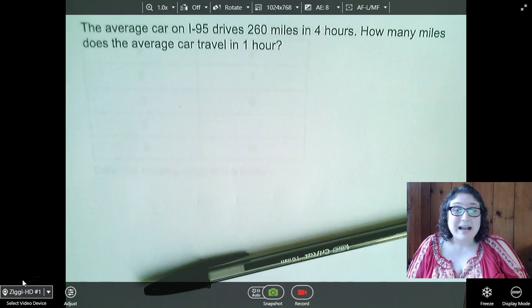The average car on I-95 drives 260 miles in 4 hours. How many miles does the average car travel in 1 hour?